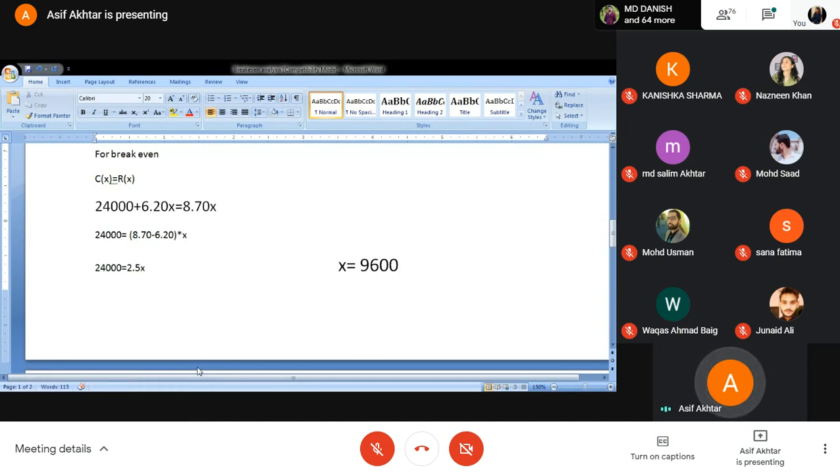So somehow, with the current situation of cost and per unit price, they have to maintain the level of production to 9600 and they have to increase it from this level. So the minimum level in order to sustain is 9600 and they have to manufacture above this 9600 to become more profitable. If you manufacture less than this, then the chances are that you will incur a loss.